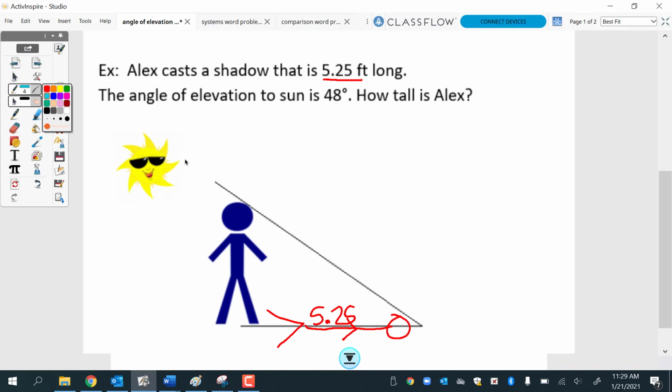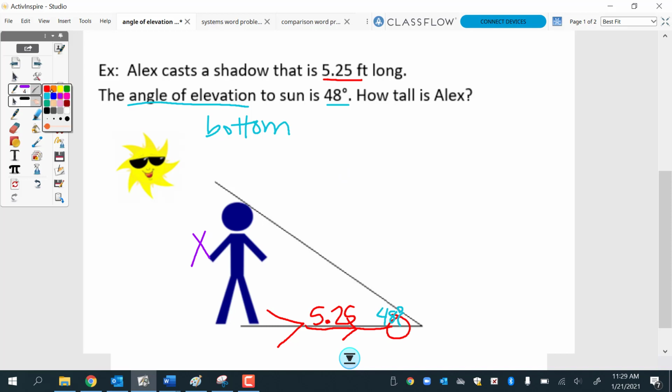The next part says the angle of elevation to the sun is 48. So here's the sun over here. So the angle of elevation, we know it goes in the bottom. So let's underline that. That means the bottom of the triangle, and it's 48, so it goes on the inside right there. That's going to be 48 degrees. And the question wants to know, how tall is Alex? That means where we put X. Here's Alex, so I put X on there.